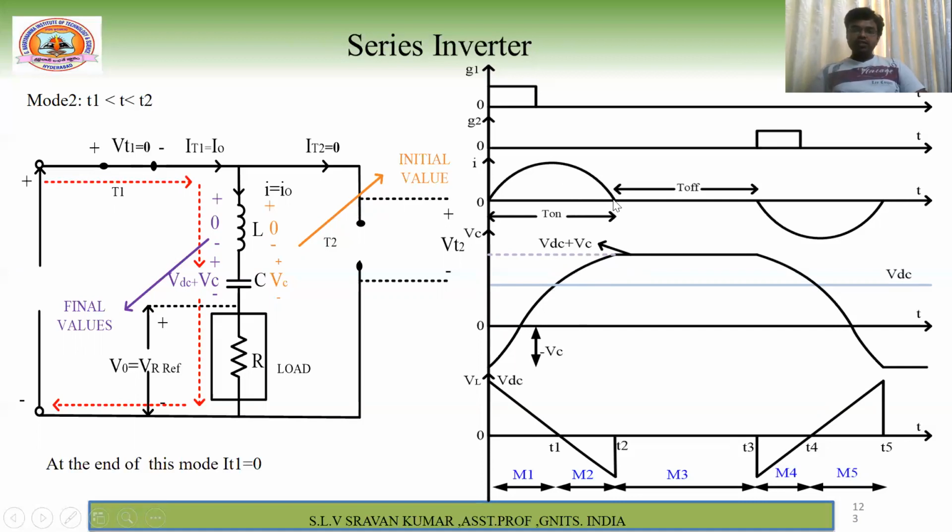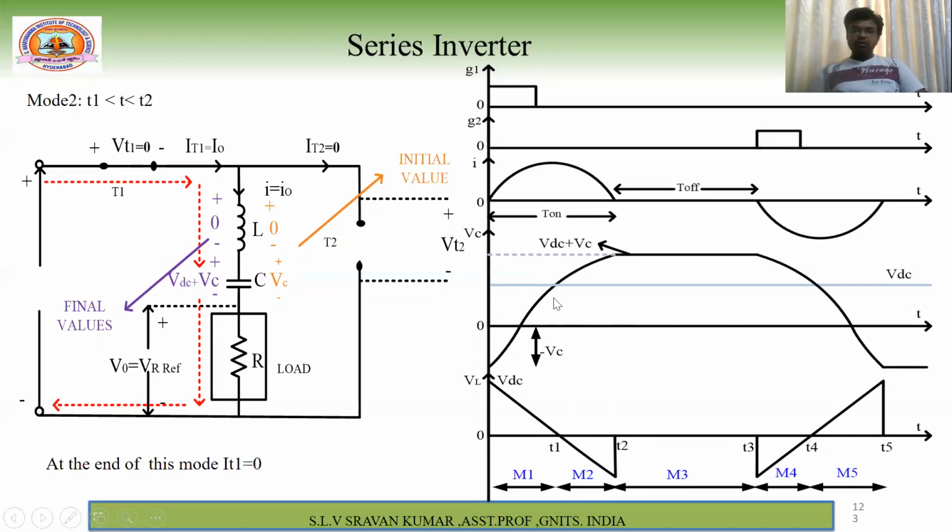Once this current reaches zero, what happens here? The capacitor reaches the maximum voltage, VDC plus VC. And at this point, your inductor voltage is zero. Why? You know the formula of inductor voltage, VL equals L into di by dt. Here di by dt is zero, therefore the inductor voltage is also zero. So in the previous mode at T1, the voltage across the inductor is zero, and at the end of T2 also the voltage is zero.